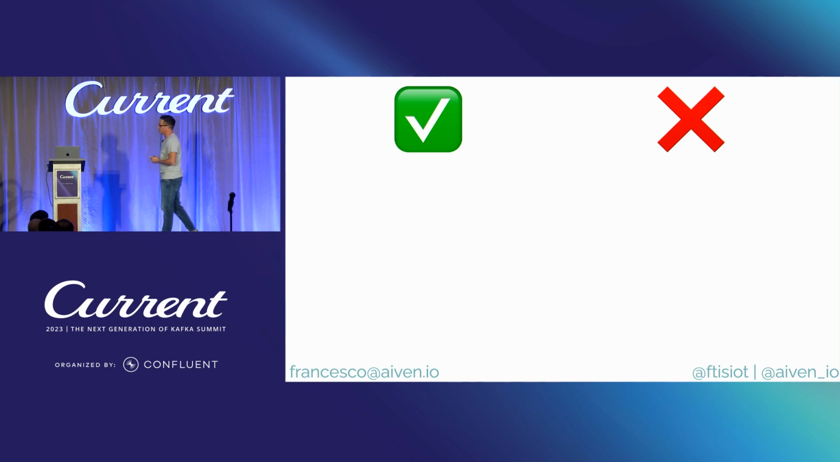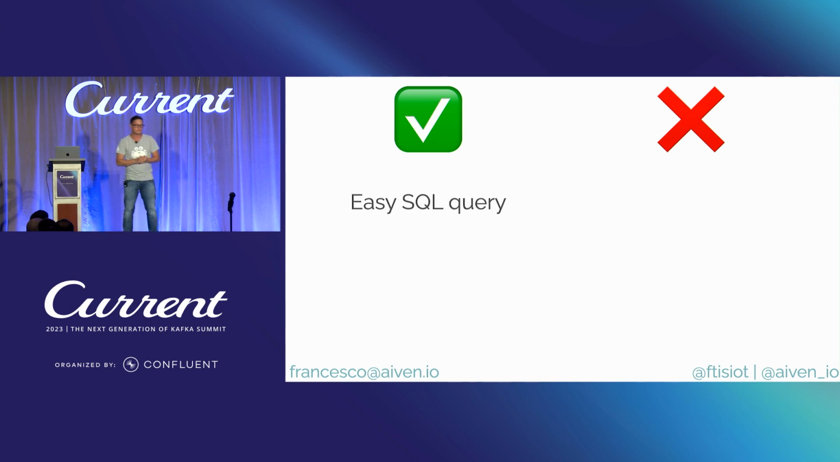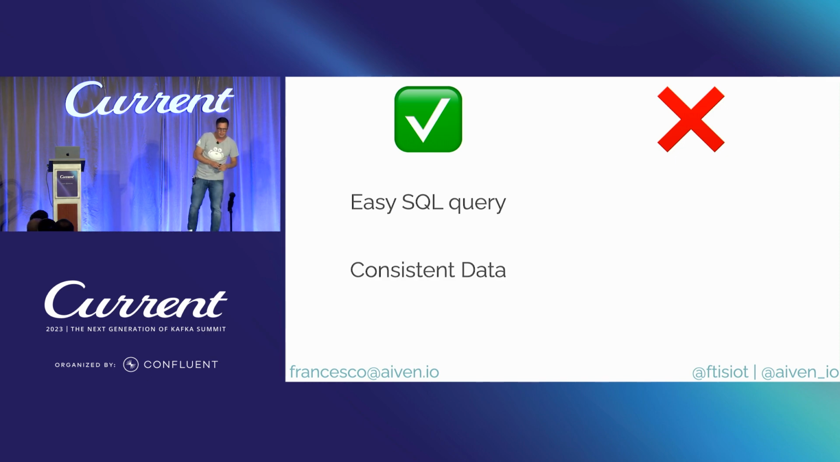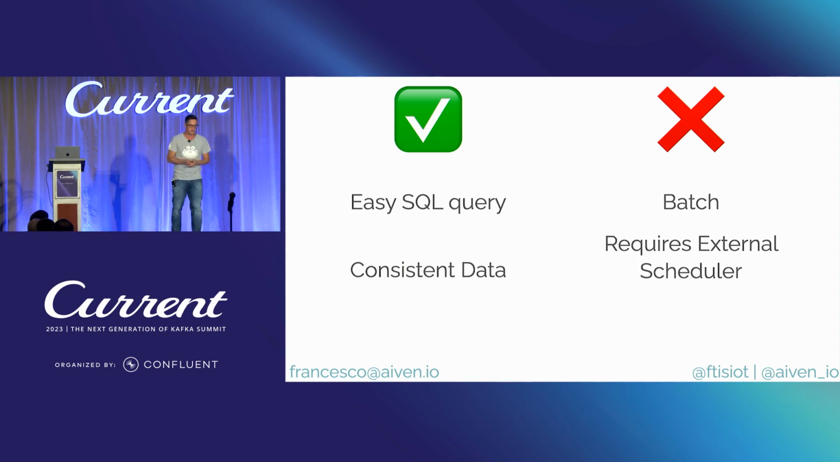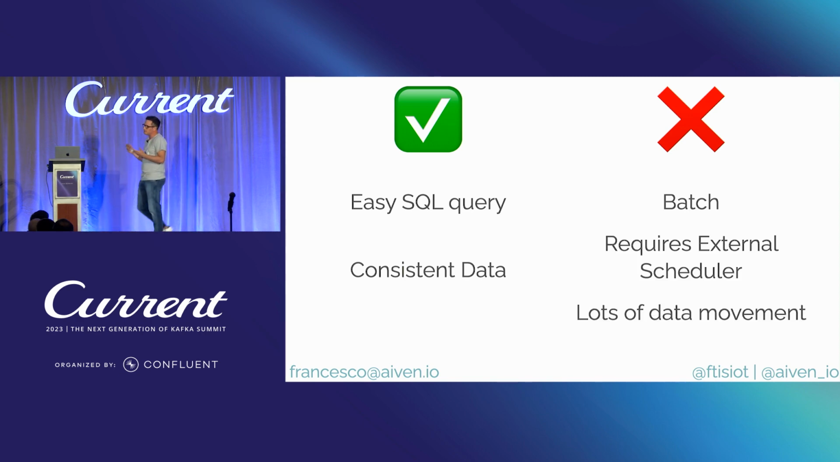So how are we now? We have an easy SQL query using Flink. We have consistent data because now we are reading from one unique view instead of 5 different tables. But unfortunately, we are still doing batching. So this means that we potentially require an external scheduler, and potentially we are moving a lot of data, because every batch time, we retrieve all the orders of the previous hour.